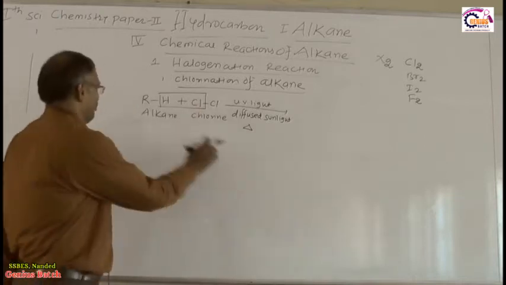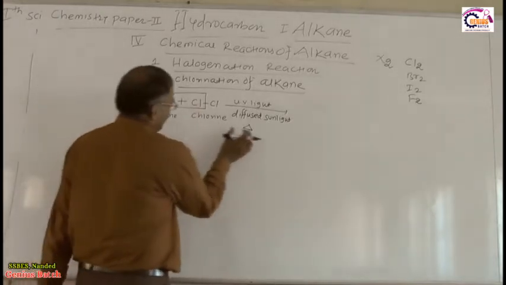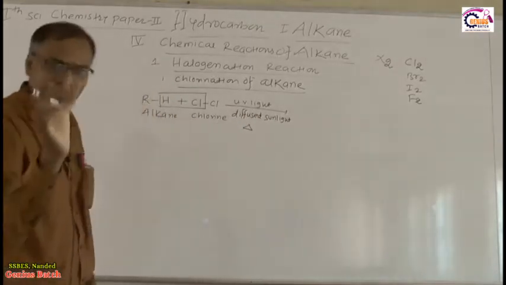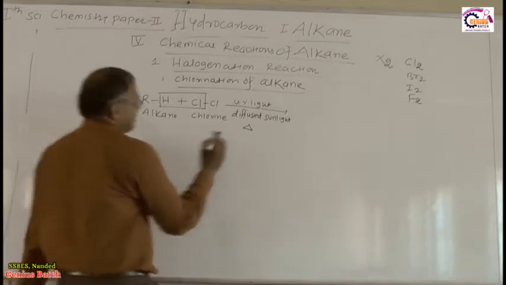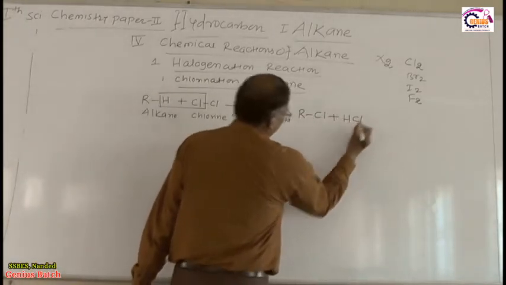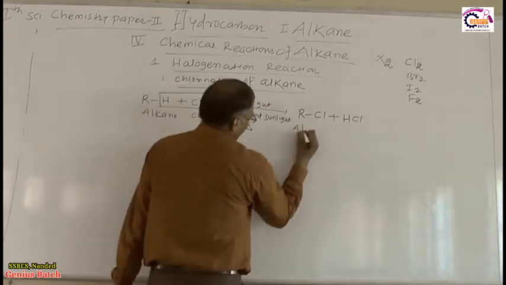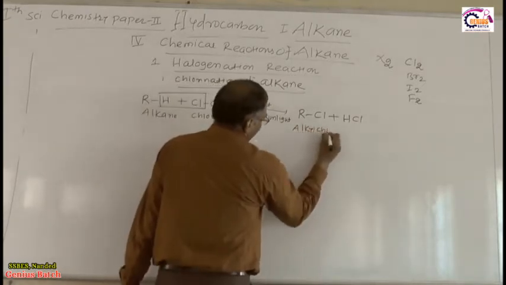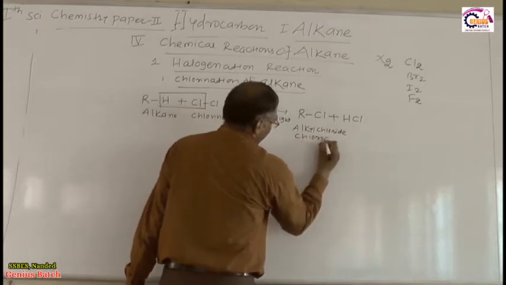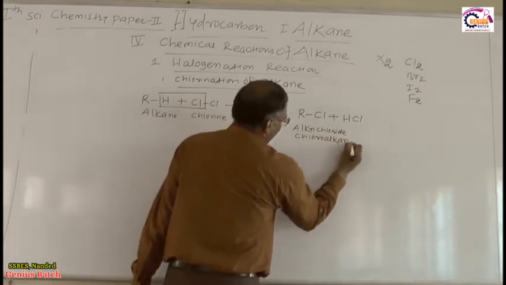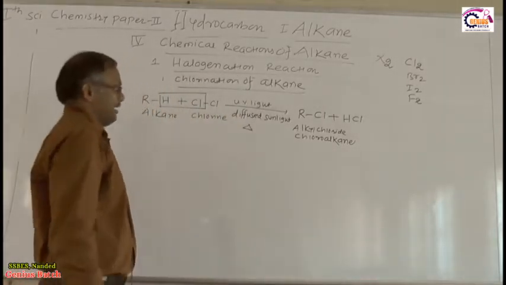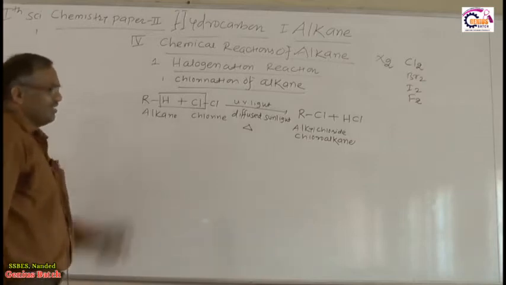So when this alkane is heated with chlorine in the presence of suitable catalyst, that is the ultraviolet light or diffused sunlight, the hydrogen atom is replaced by the chlorine, so that is the RCl. This is called alkyl chloride, or it is also called chloroalkane. So this is the general reaction.